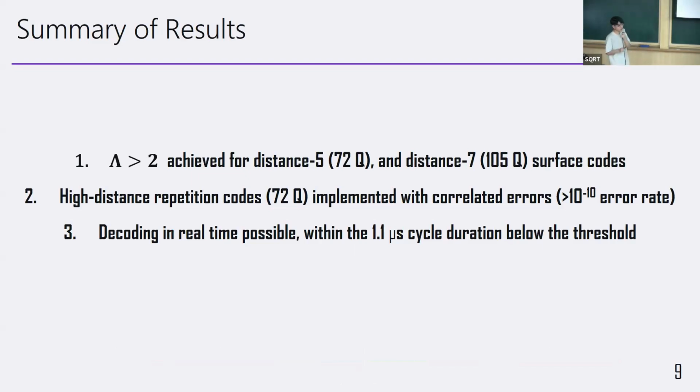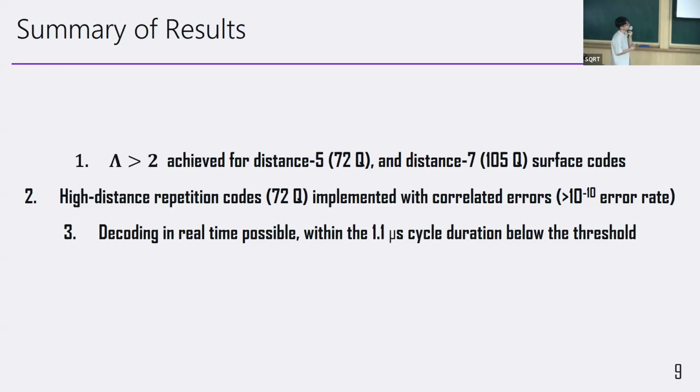So here's a little summary for those who are in a hurry and need to go home right now. Google managed to get this lambda over 2 for up to a code distance of 5. That's basically a logical qubit of 49 physical qubits, and distance 7, about 105 qubit surface codes. Second, high distance repetition codes, 72 qubits, implemented with correlated errors about 10 to the minus 10. And the third, which is a bit important, is that real-time decoding is possible.